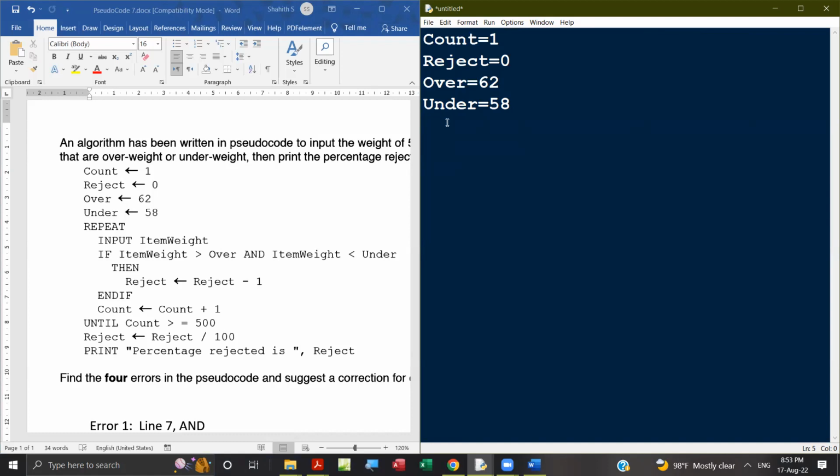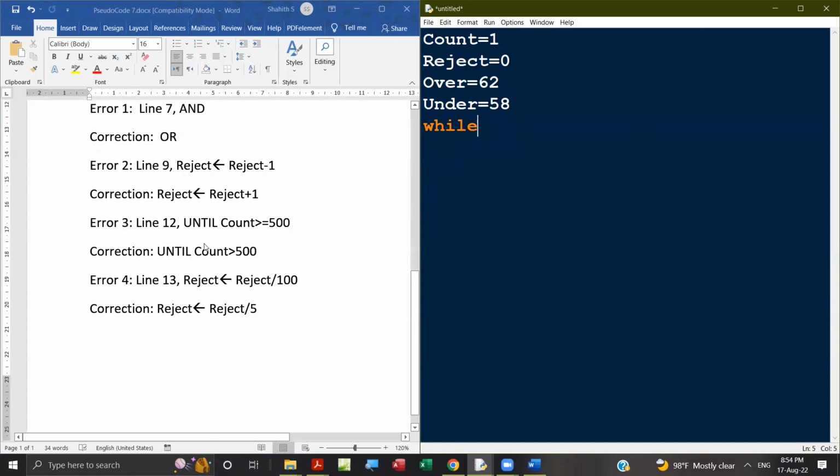So repeat until. Actually there is no repeat until in Python, so we need to use a while loop. Here we need to write just the opposite of this condition. Not this condition, this is false. After correction, count greater than 500. So what's just the opposite? Less than or equal to. So while count less than or equal to 500.